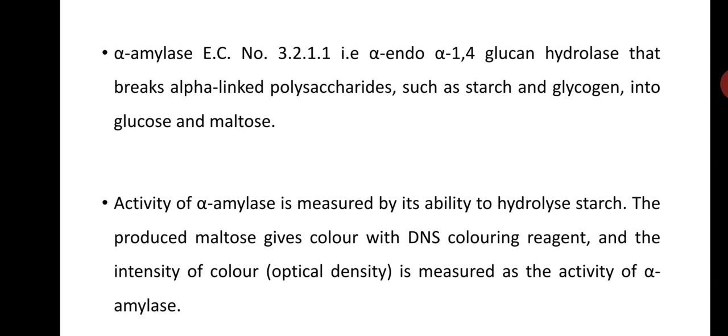So you are going to measure the activity of amylase by its ability to hydrolyze starch, because it is a hydrolase. It produces maltose, fine, as an end product. Now this maltose will react with DNS, which is a coloring reagent. And at this point, you are going to measure the optical density. It means when DNS reacts with this product, it will give the color. So when will the product be formed? When amylase acts onto the starch. If it acts onto the starch, it will form the product. And if product is formed, it will react with DNS to give the color.